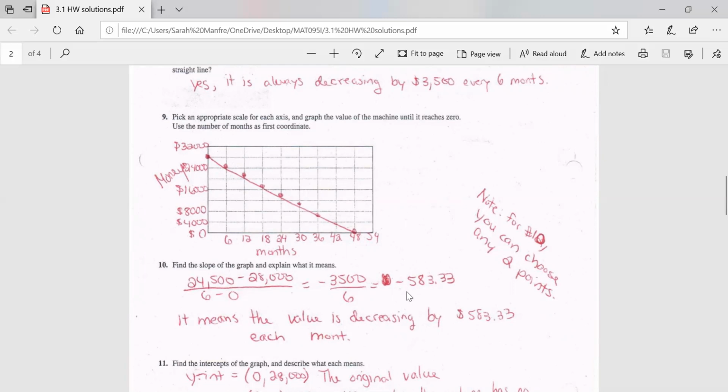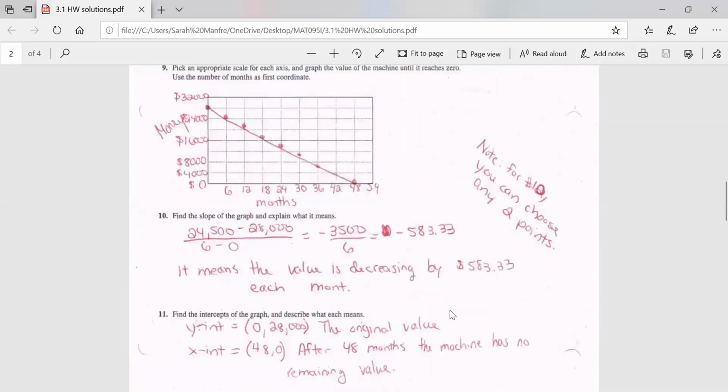And when you divide, you get a negative number, which makes sense because it's decreasing in value. So it makes sense that it's negative $583.33. That means that every month, the value is decreasing by $583. And again, you can choose whatever 2 points you want.